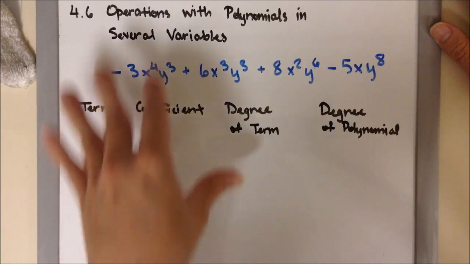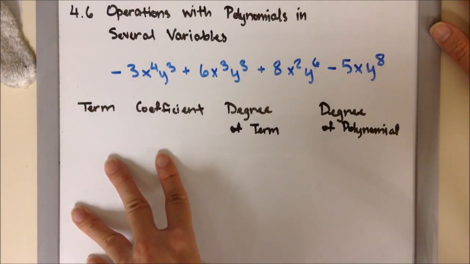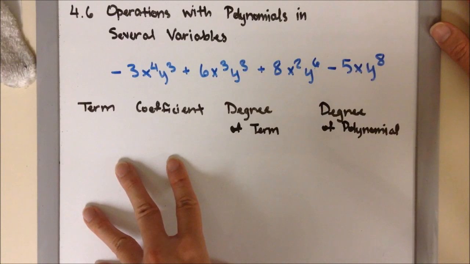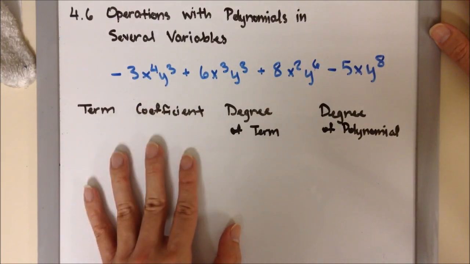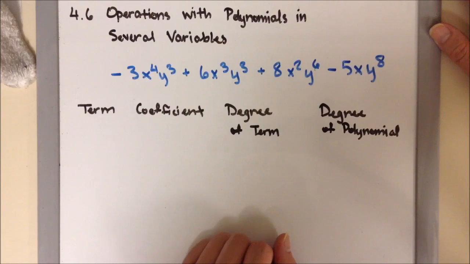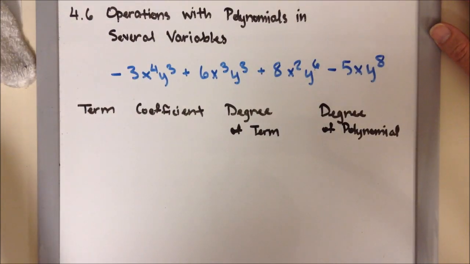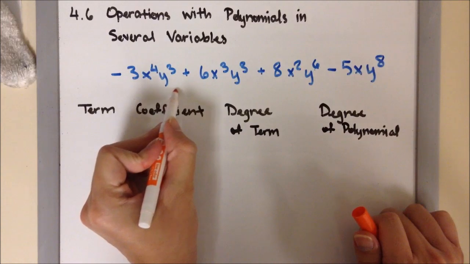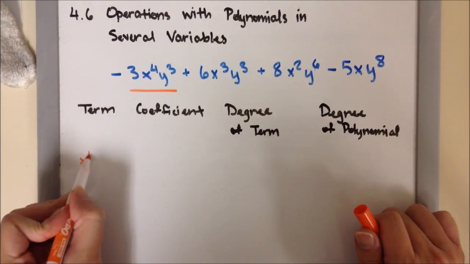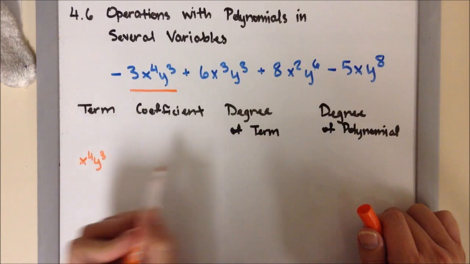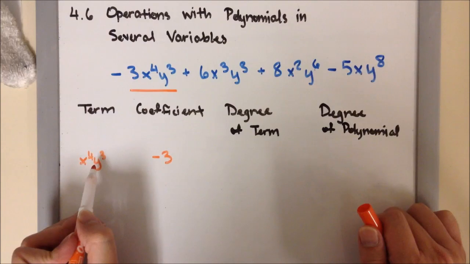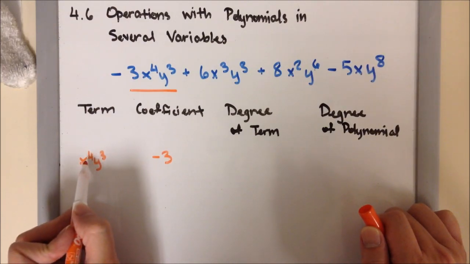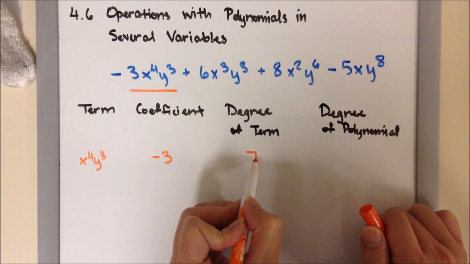Now, before we do any type of operation, and what I mean by operation is addition, subtraction, multiplication, and division, the main focus will be addition, subtraction, and multiplication. Now, let's talk about the terms that we have in this given example. So let's talk about the first term. I'm going to underline this. So x to the fourth and y to the third. So the coefficient for this term is -3. The degree of the term is, I'm going to add the exponents together. So 4 plus 3 is 7.